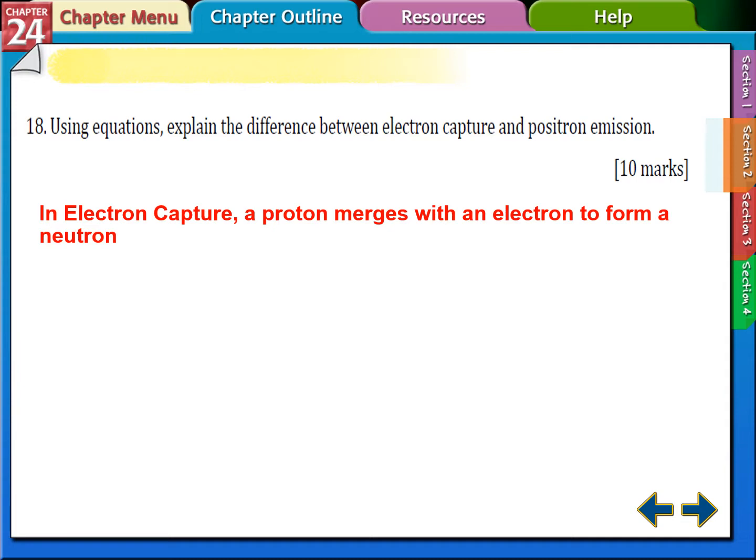The symbol for a proton is a capital P with 1 and 1, which correspond to the mass number and the atomic number. It merges with an electron, so that's plus. The symbol of the electron is e, with 0 and negative 1. And this forms a neutron. You just have to add the mass numbers: 1 plus 0 is equal to 1. And 1 plus negative 1 would be 0. So the symbol for a neutron is n, with mass number 1 and atomic number 0.